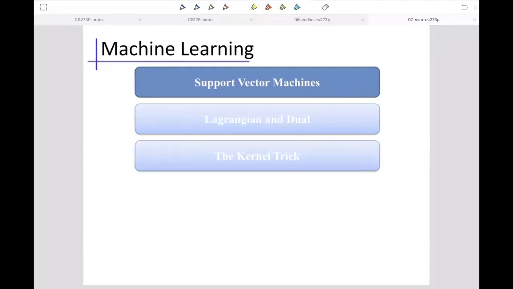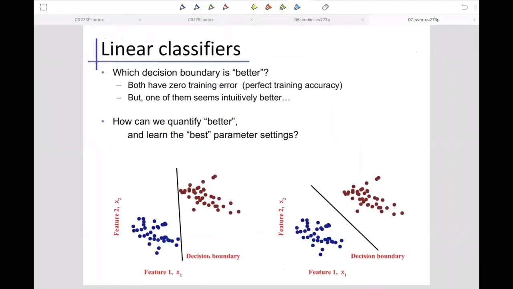So first, we're going to give an introduction: what is a support vector machine? And then we're going to talk about how you solve these problems, and then generalize to a nonlinear classifier using something called a kernel trick, and that will be a later part. But first, today we're going to talk about the support vector machine itself.